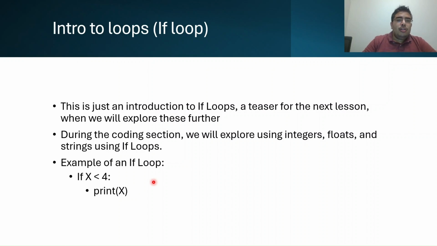During the coding sections is mostly when you're going to be learning about these if loops. But here's an example. If a variable x is less than 4, you're going to print x. That's an example of an if loop. We'll explain more during the coding section. It'll make more sense then.